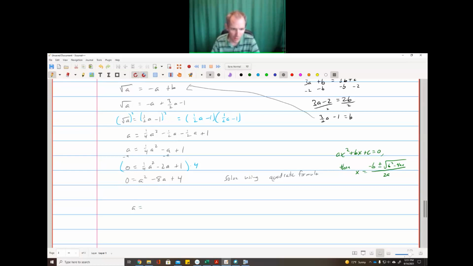Okay, so we have the opposite of the second coefficient plus or minus the square root of that coefficient squared minus 4 times the first coefficient times the last coefficient all over 2 times the first coefficient. Okay, let's see what's going on.